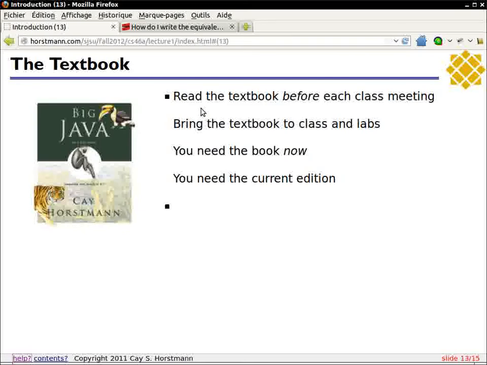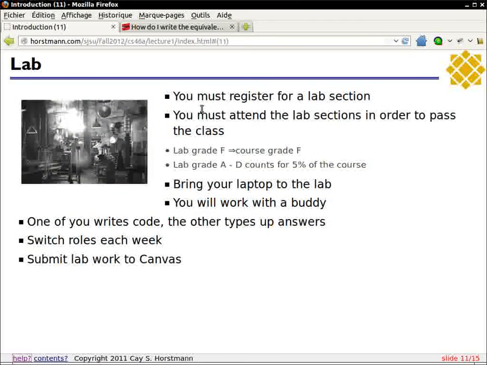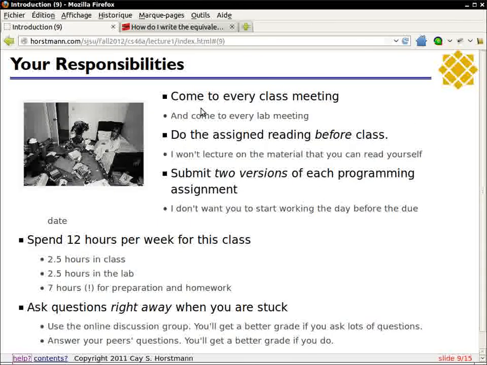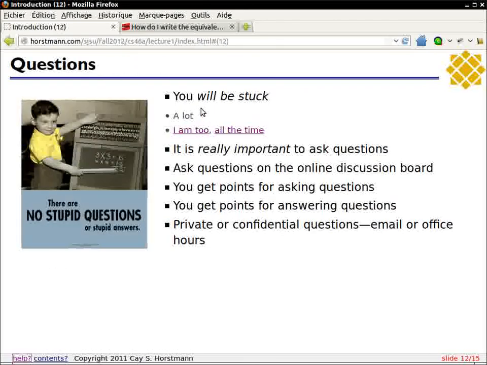Oh, and I should mention exams. Exams are open laptop. You bring your laptop to the exams. You can bring your textbook to the exams. So the bad thing is you don't get any points for memorizing anything. But the good thing is you don't have to memorize anything. So the e-edition is actually useful for that because you can search. Yeah?